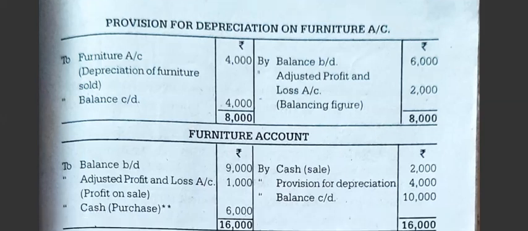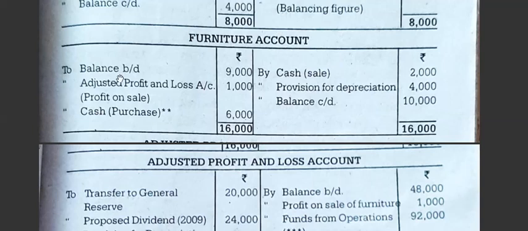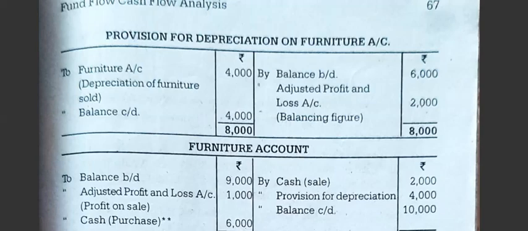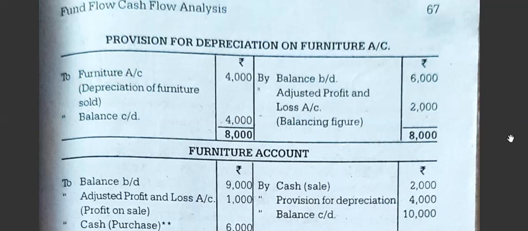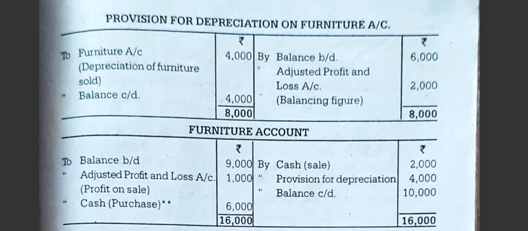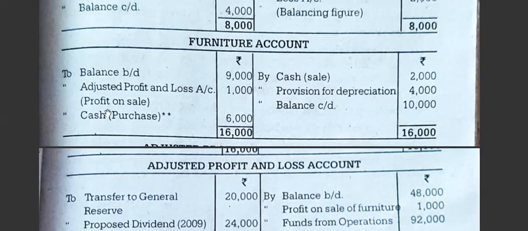Next is the furniture account. We have to open the furniture account. Here, opening balance, to balance brought down, closing balance, then the depreciation charged. It is charged depreciation here to furniture. It means it is by provision for depreciation on furniture. Okay. So then adjusted profit, there is a profit. 1,000 furniture was sold for 2,000. So there is a profit. So to adjusted profit and loss account 1,000. Then the difference will be transferred to cash 6,000. So the total is 16,000. The difference is to cash.